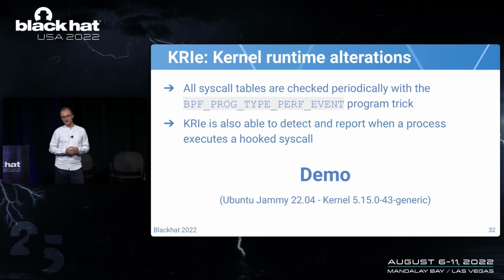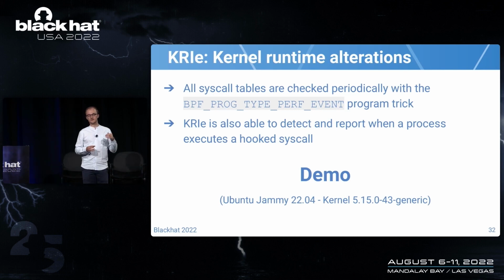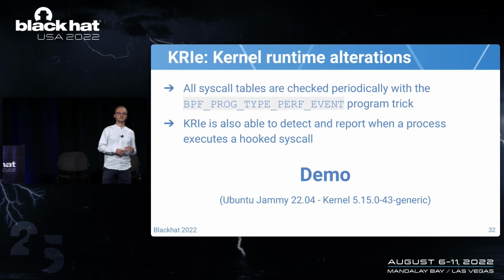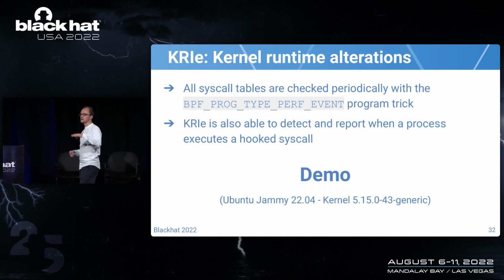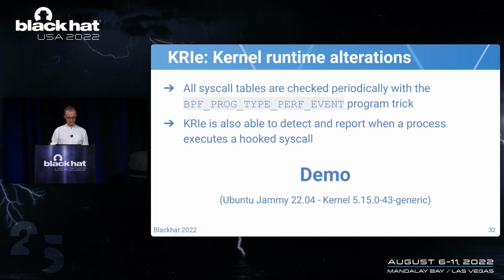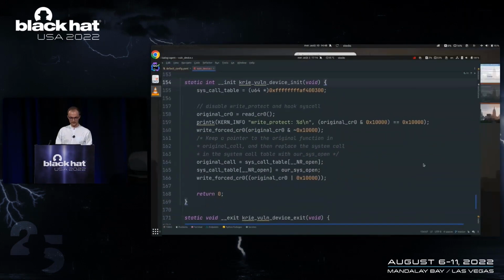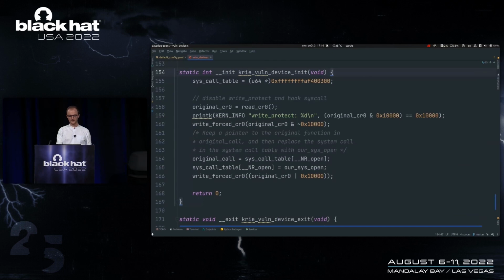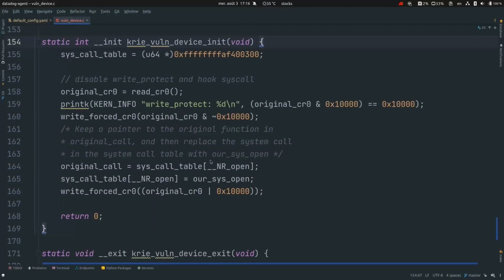Another cool trick of cry is that it is able to detect when a process is about to execute a syscall that was hooked. And again, you can configure cry to either log or kill the process that is about to do that. All right, so again, this is the kernel module. As you can see, it was modified so that on init, just as a basic syscall table hook method, it overrides the syscall handler to be our own syscall handler.